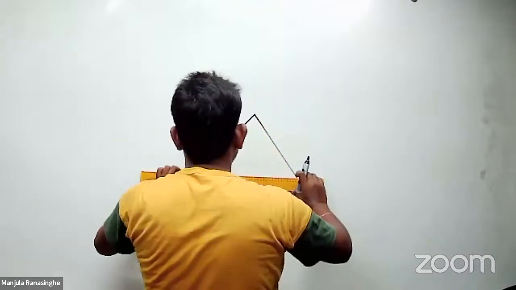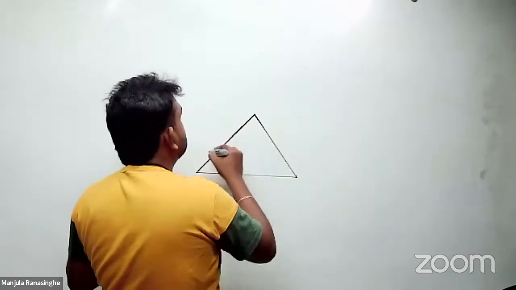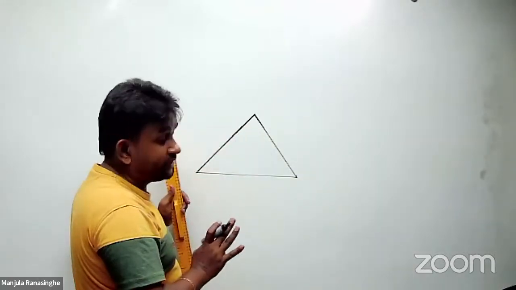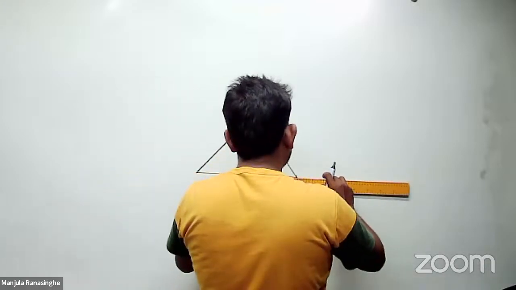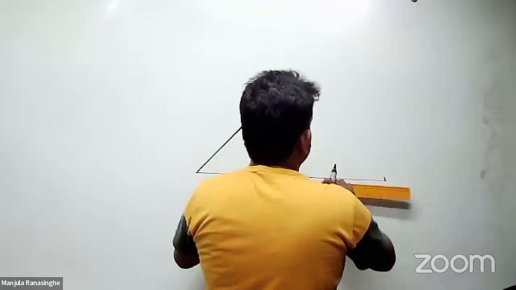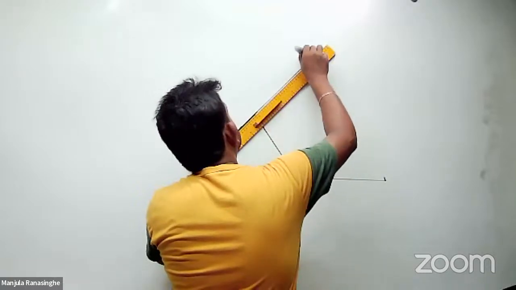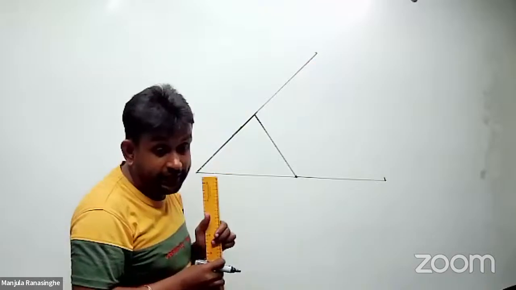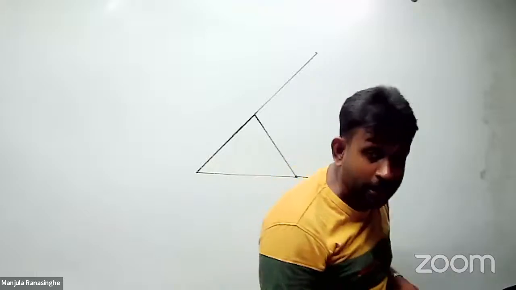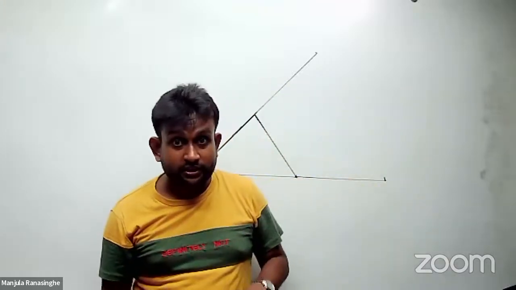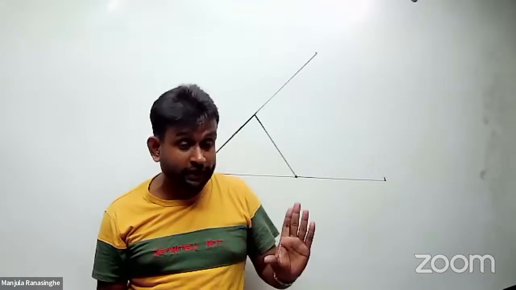Now I need to create exterior angles. So what do you have to do? We have to produce the sides, creating exterior angles. So now the exterior angles are created. Two exterior angles are created. Now I need to bisect these two exterior angles to find the center.